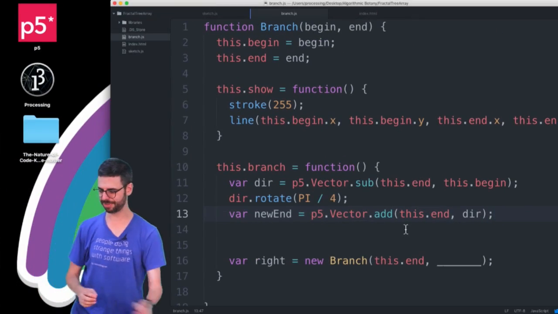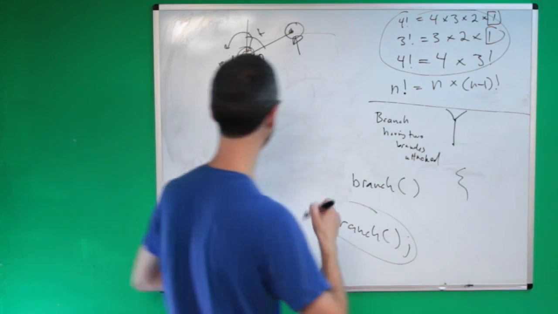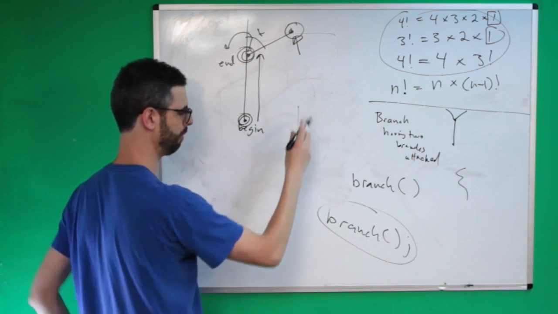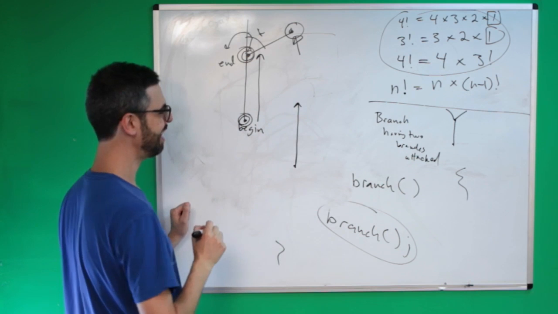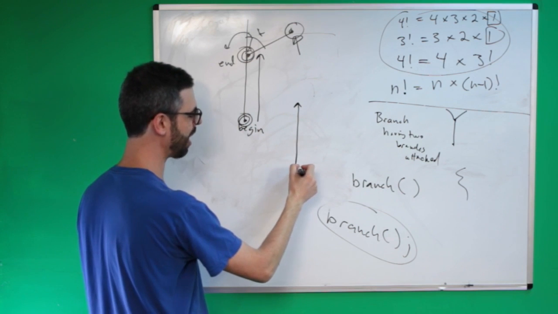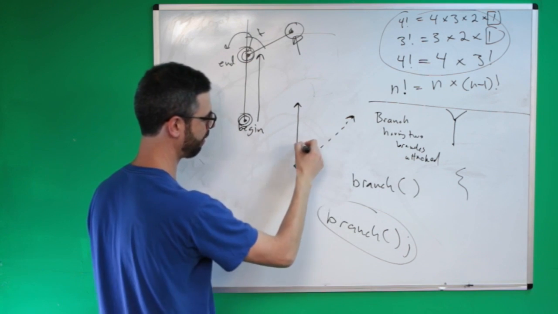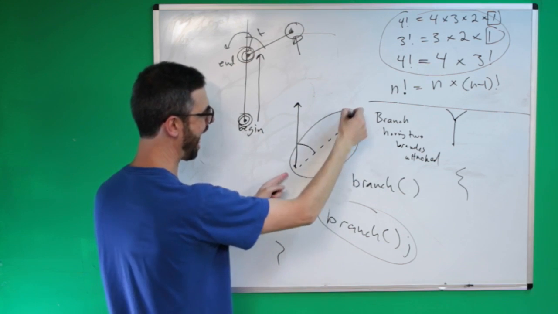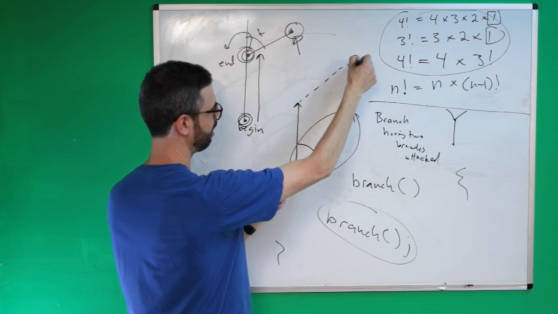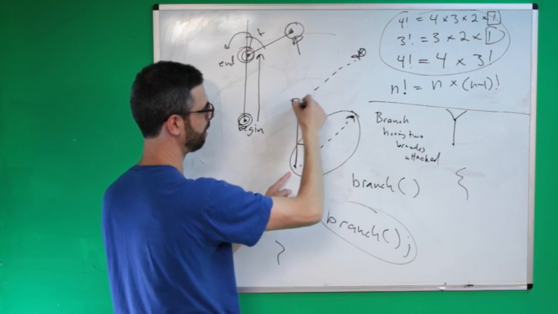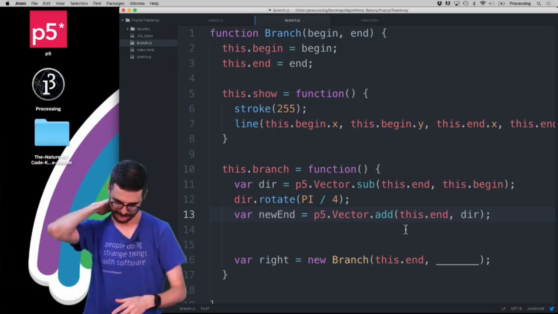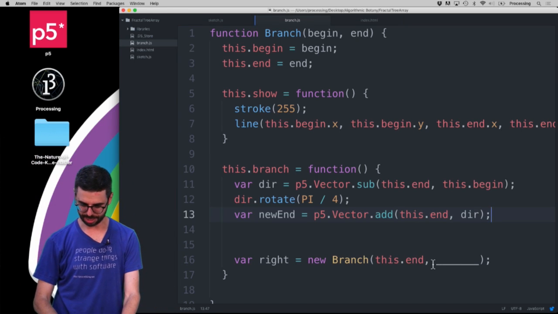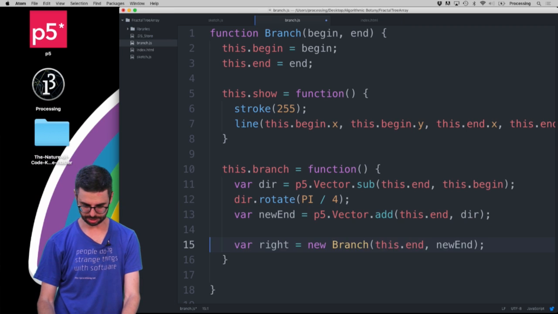So in other words, what I'm saying is, let me come back over here again, I now have this vector. Oh, wrong side of this pen. I now have this vector, okay? And then what I want to do is take this vector and rotate it by 45 degrees. And then I want to add this vector here. So this is the new endpoint. So this is the beginning, and this is the endpoint, and that's my branch. So now I can say the new branch goes from this dot end to the new end. That's to the right.